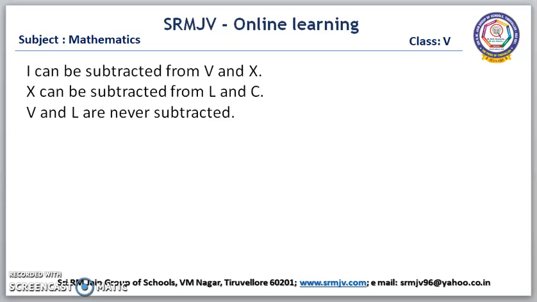Is it clear, children? The next one is I can be subtracted from V and X. We can subtract I from V and X only. For 4, we can subtract I from V. For 9, we can subtract I from X. But for 49, we can't subtract I from L. Like that, for 99, we can't subtract I from C. We can subtract I only from V and X.